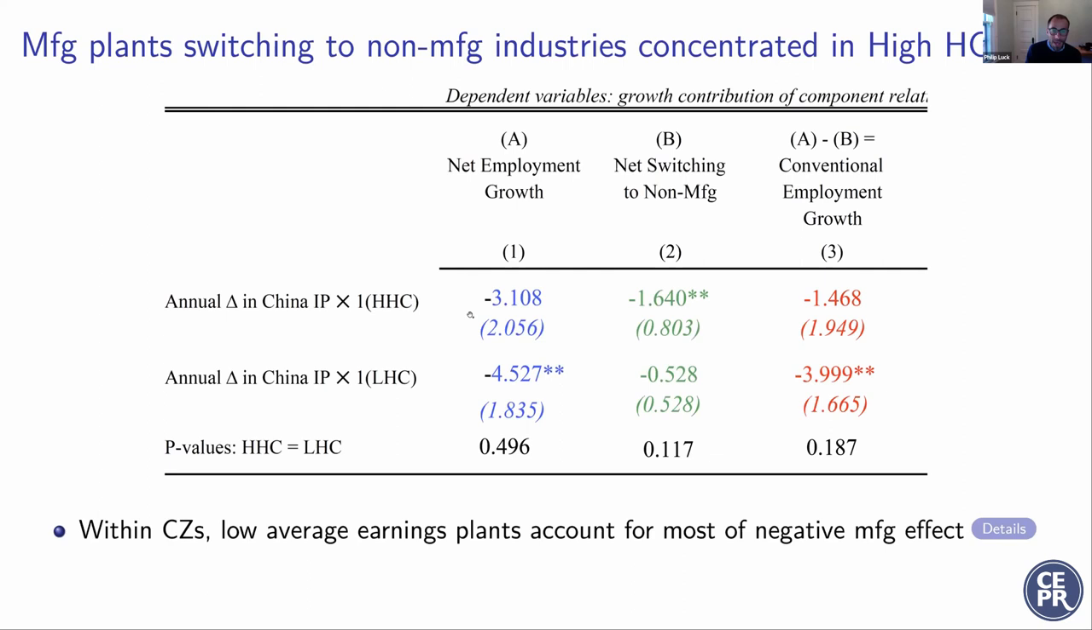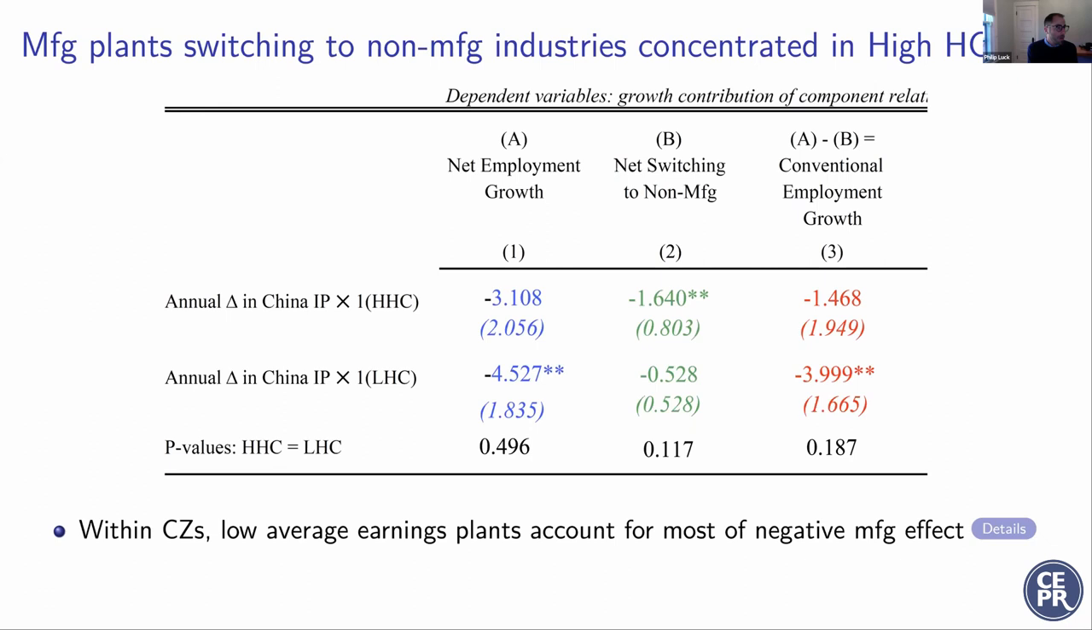So in column A, we simply have the net effect on employment growth. Now, remember that the effect overall, non-interacted, was that 3.558, negative and significant. The point estimates are not super different, but we have much more precision in these low human capital areas. Okay, so that doesn't show you too much. But when you decompose that into the switching margin versus the all else margin, there's a pretty striking difference here, right?